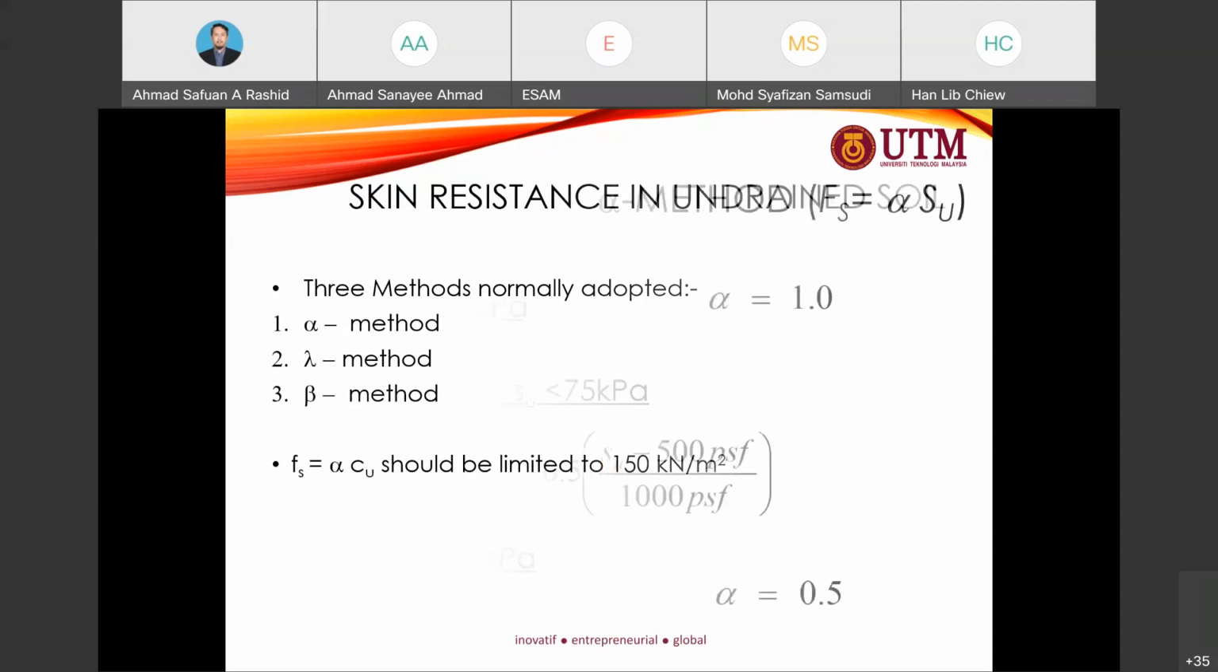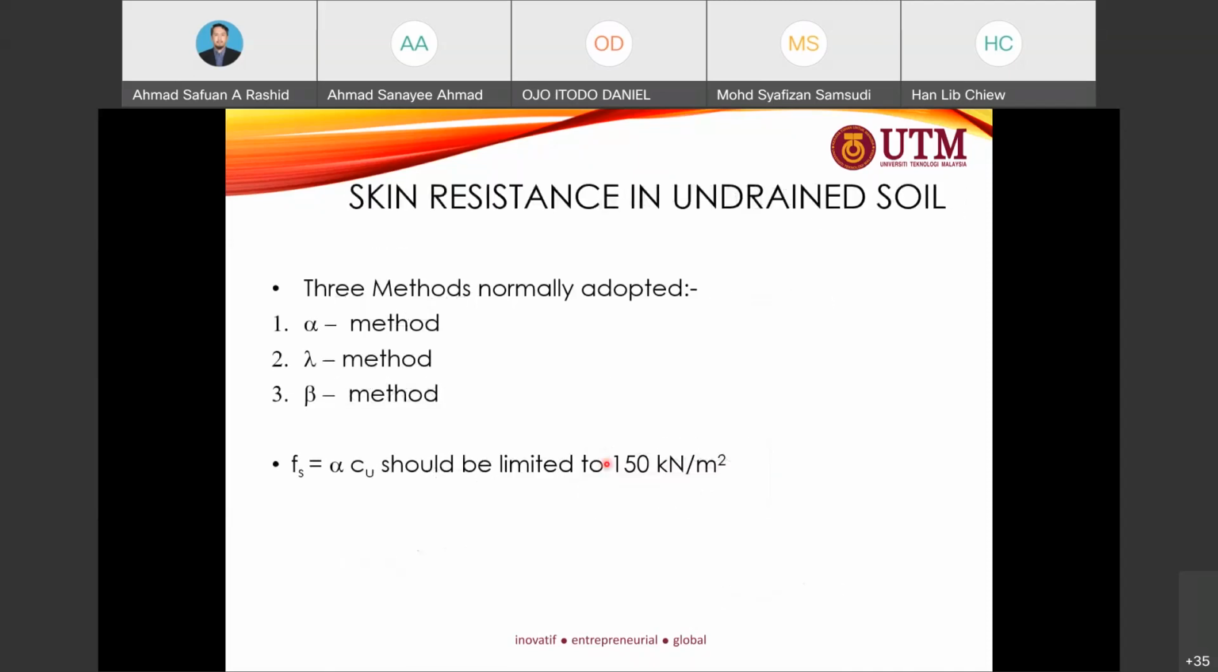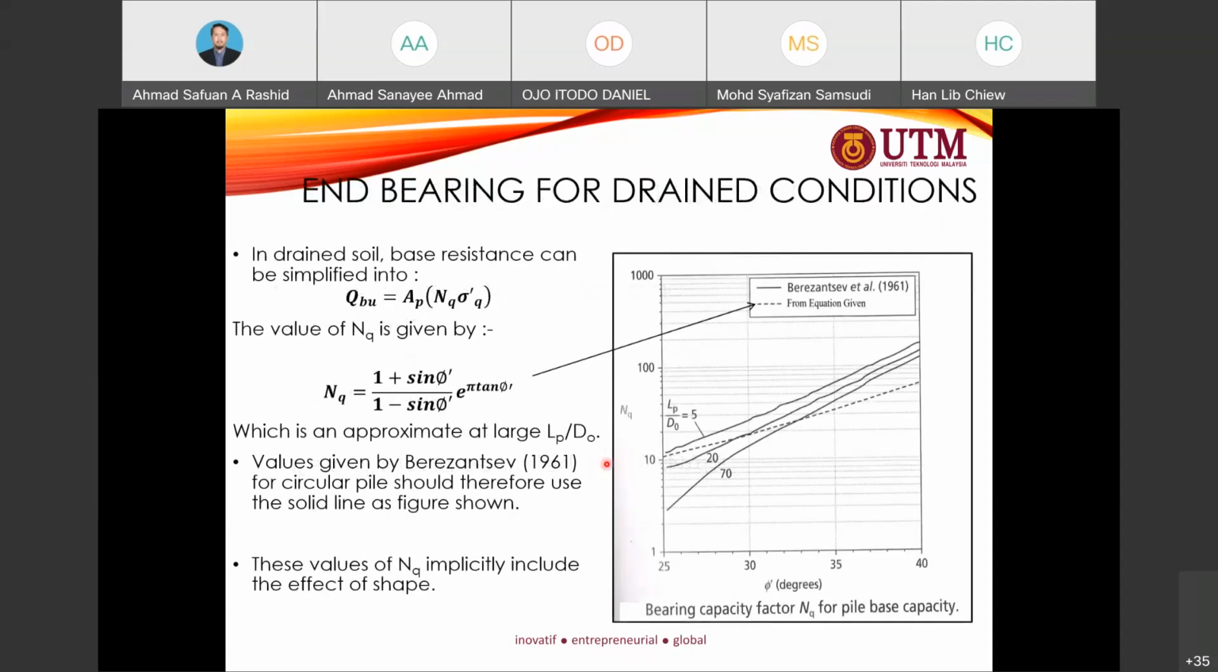Hello, doctor. Sorry for taking you back. The chart you showed us just now for the value of Nq. In the chart, I saw the ratio of L over D is equal to 5. Does it indicate that if the value is 5 and above we can use the chart, or if it is below 5? Because I don't really understand that one. If you don't mind, you can clarify my doubt, please.